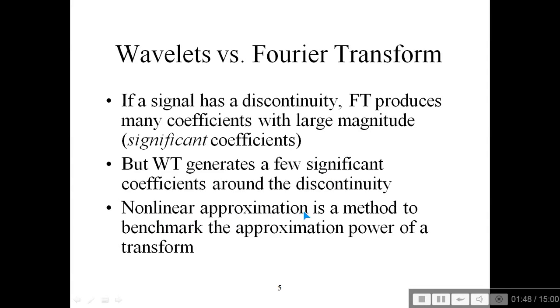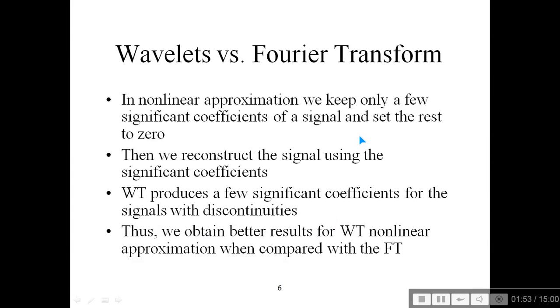Nonlinear approximation is a method to benchmark the approximation power of a transform. In nonlinear approximation, we keep only a few significant coefficients of a signal and set the rest to 0, and we reconstruct the image using the significant coefficients. This is very important. Fourier transform has a large number of coefficients. Wavelet produces a smaller number of coefficients. WT produces a few significant coefficients for the signals with discontinuity. Thus we obtain better results with WT nonlinear approximation as compared to FT.